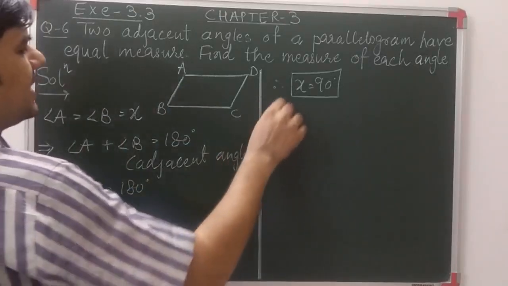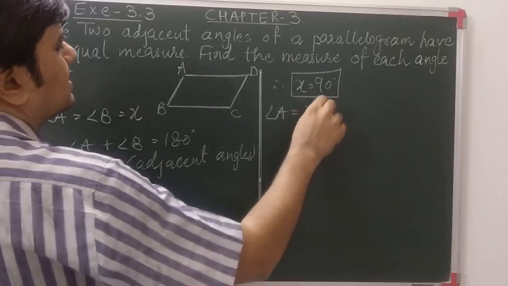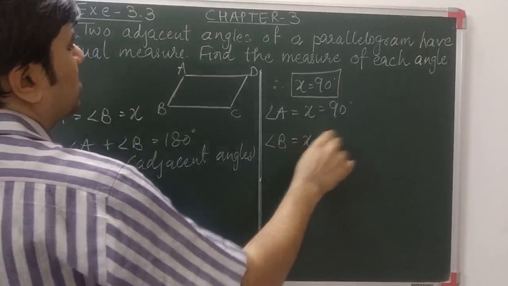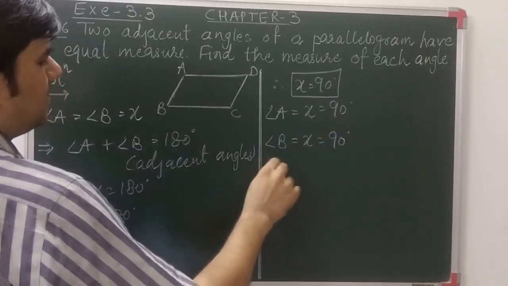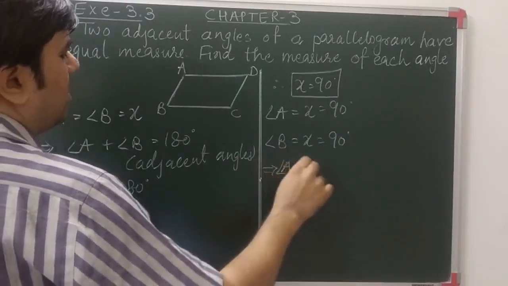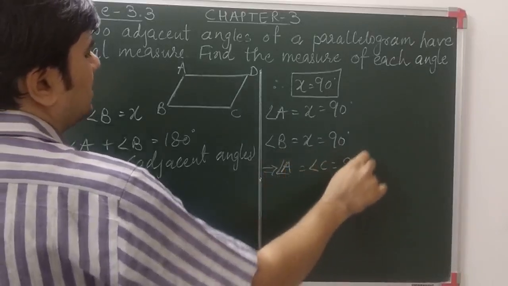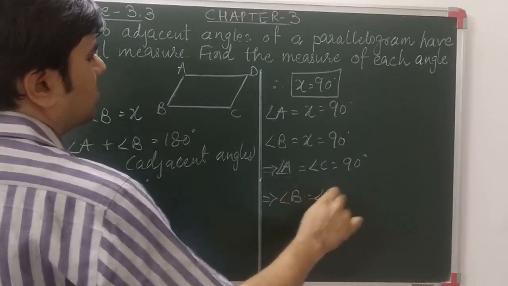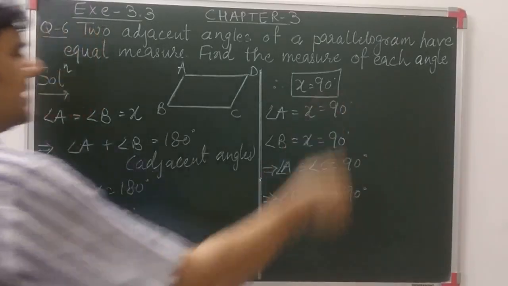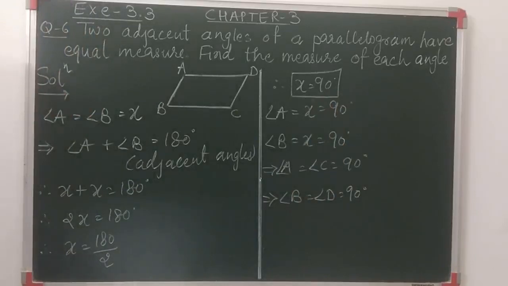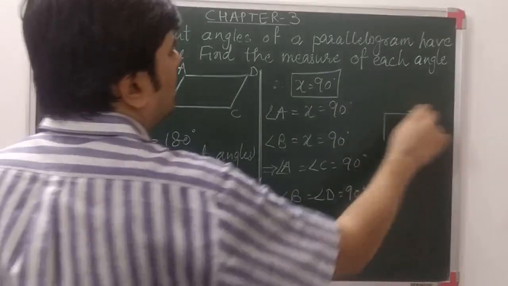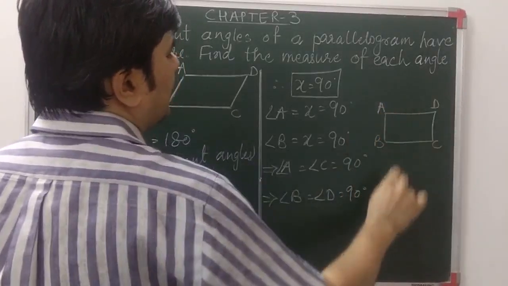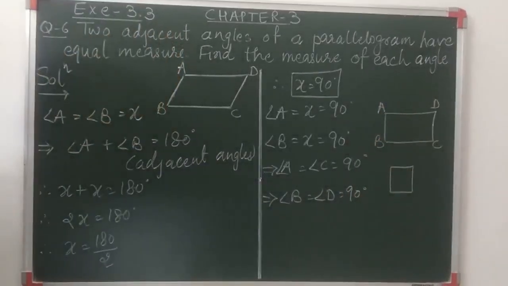So here we can say that angle A is the same as x, that is 90. B is the same as x, so it is also 90. We discussed earlier also that a pair of opposite angles are the same. So again we come to the conclusion that the values of all the angles of this quadrilateral are the same, that is 90. So this quadrilateral must be a square or a rectangle. It could be a rectangle or a square.